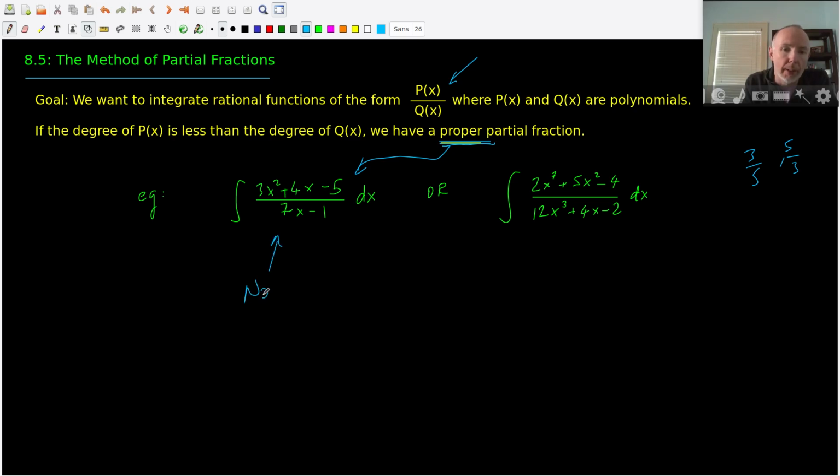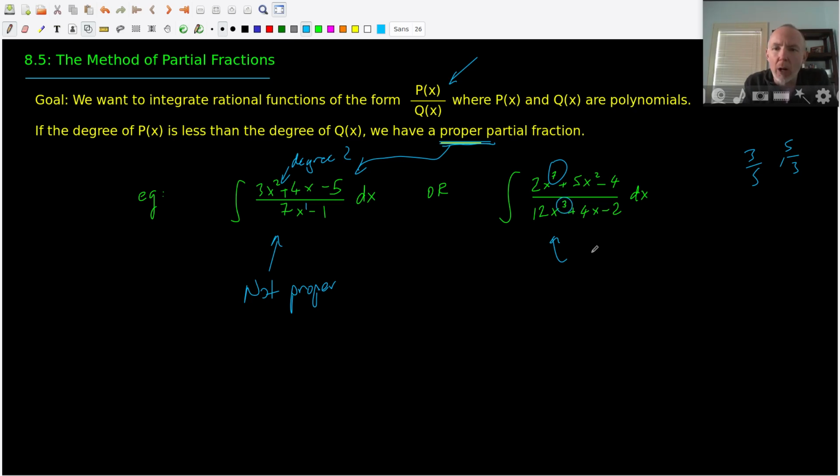We're saying that this is not a proper fraction because the degree of the numerator on the top, this is degree 2, because the largest power on the top is 2. The degree of the denominator is 1, and so it's not a proper fraction because the degree of what's on top is bigger than what's on bottom. This one is proper because on the top we have a 7th degree polynomial, and on the bottom we have a 3rd degree polynomial.